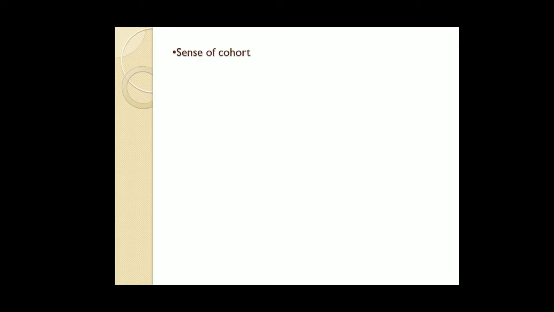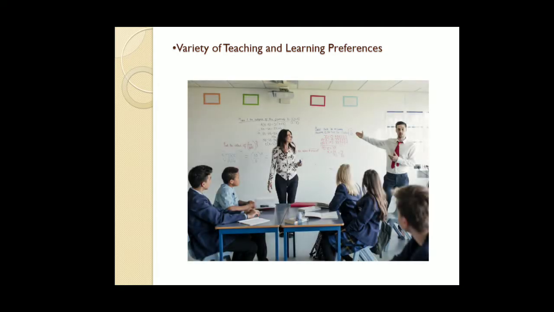Next is sense of cohort. So when we say cohort, it is a group of people banded together or treated as a group. Next is the variety of teaching and learning preferences. So when we say variety of teaching, it is a description of the flexibility of an instructor when presenting a lesson. Lastly is formative and summative assessment.